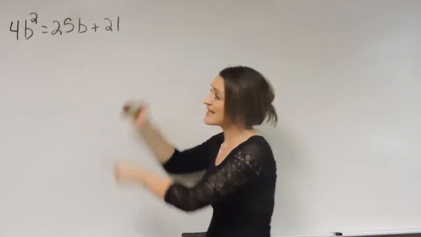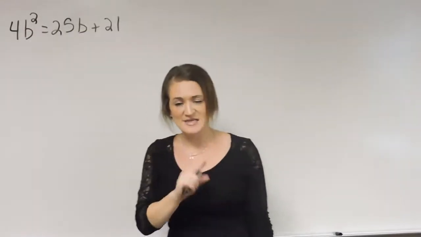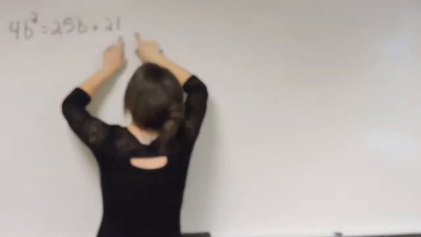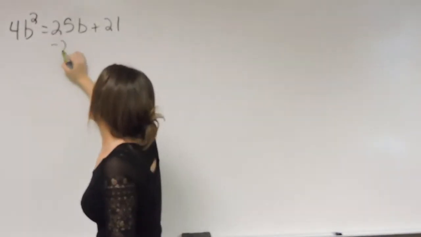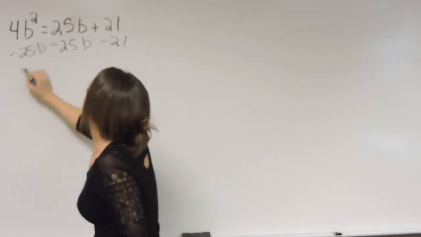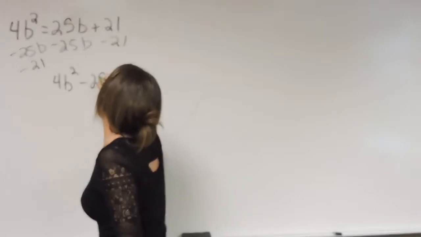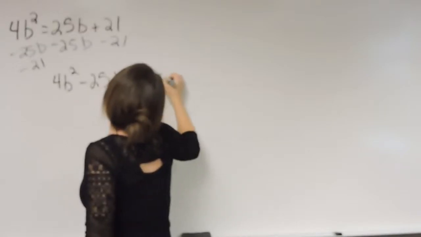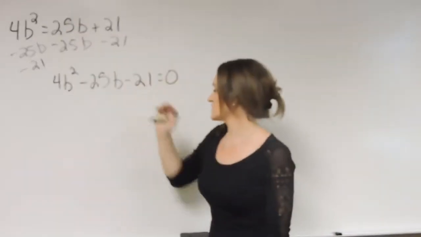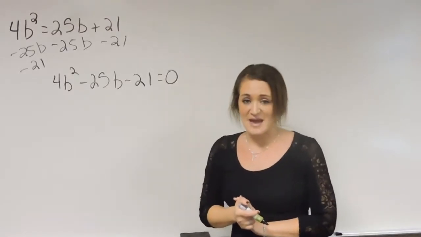That just means scooch some of the stuff over, get all of your terms on one side except for 0. So I'm going to move the 25b over, and I'm going to move the 21 over. I'm just going to subtract those away on both sides. That way my equation is in the lovely form that I want it to be, and that'll make it easier for us to factor. So I just moved those two terms over to the left-hand side. It's now set equal to 0, so now we can factor.